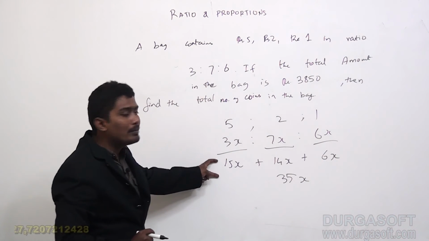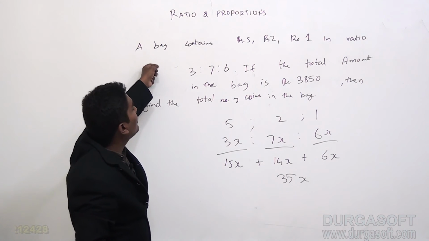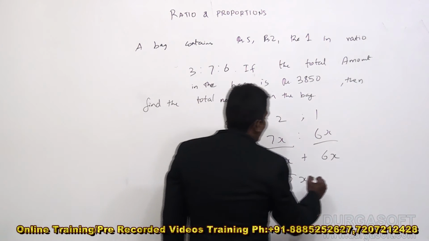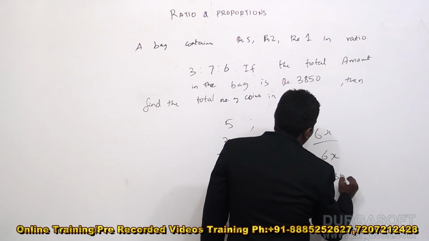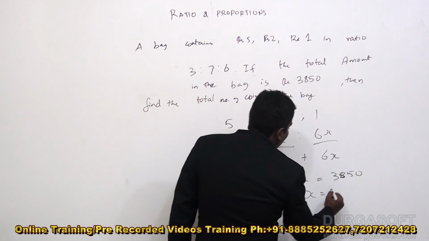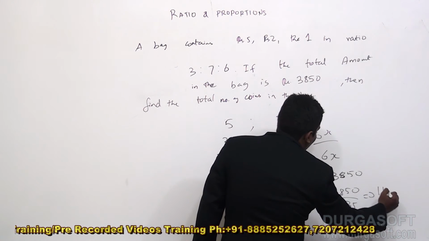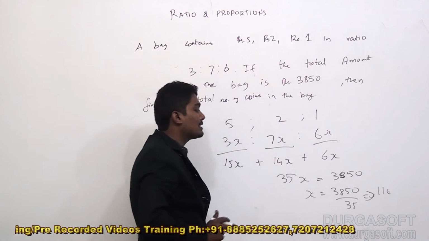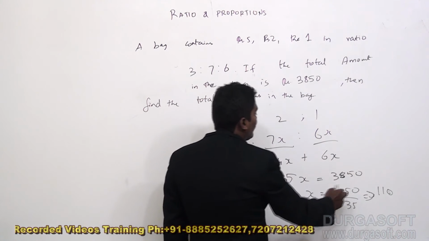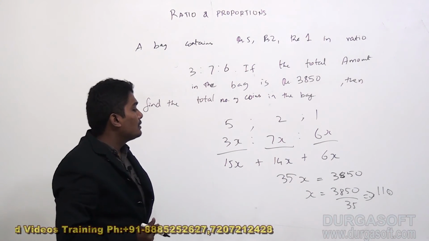So the total amount in my bag in terms of x will be 35x. However, they gave that the total amount in the bag is rupees 3,850, which means 35x will be equal to 3,850. I'll get the value of x as 3850 divided by 35, which is 110. You can see that 35 ones are 35, again 35, one time, the remainder is 0, which means I can say that x is 110.